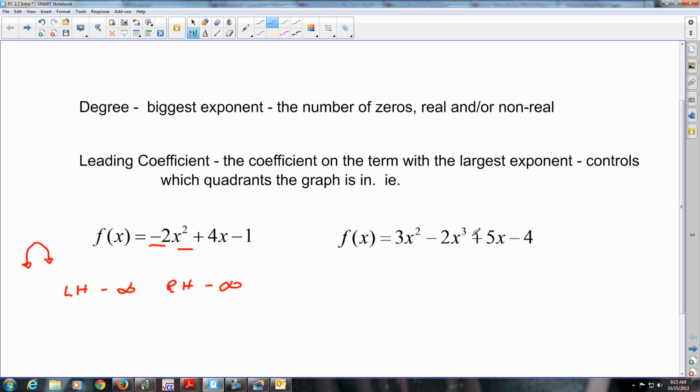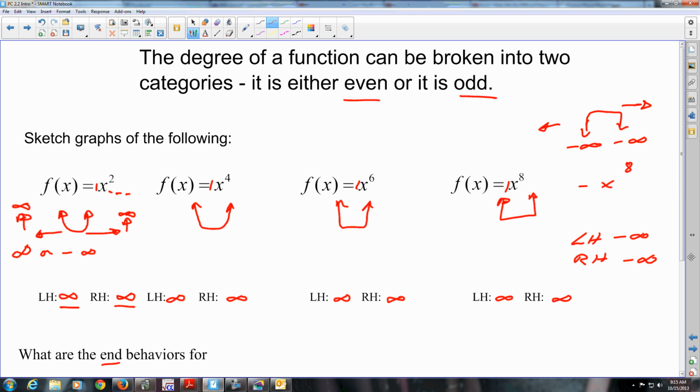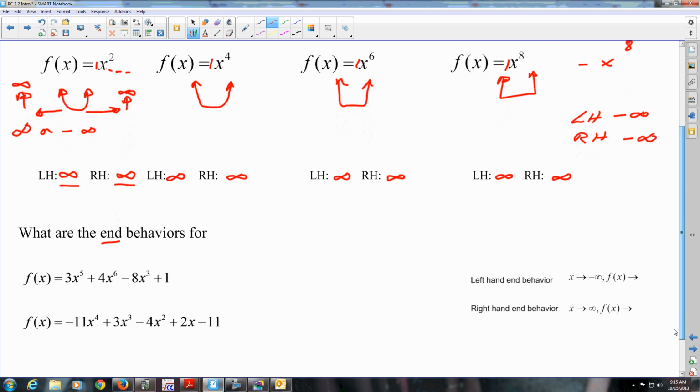This one, because it's degree 3, which I haven't talked about odd degree polynomials yet, I'm going to hold on and come back to that in a minute. I just wanted to look at this one because it's a parabola, and we know how to deal with an even degree function now. Okay, coming back over here, scrolling down a bit.